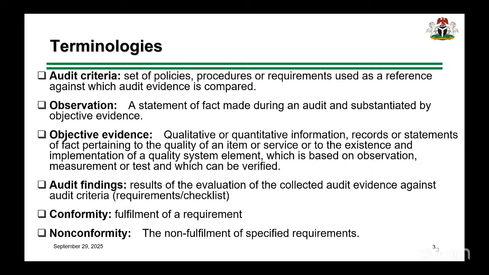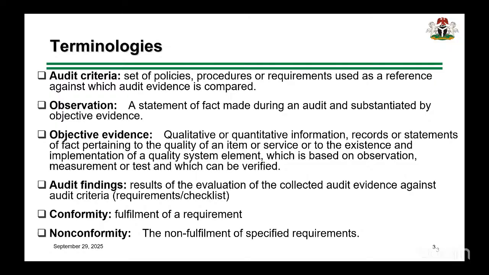Now, objective evidence is that qualitative or quantitative information, that record or statement of fact pertaining to the quality of an item or services, to the existence and implementing of a quality system element, which is based on observation, measurement, test, and which can be verified. So that objective evidence, that information, that statement pertaining to what is being observed, what is being measured, which can be verifiable, is known as objective evidence.